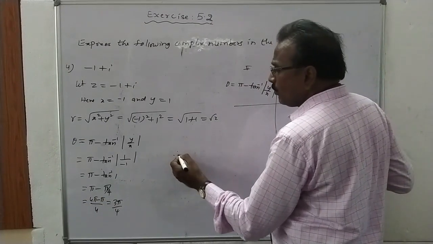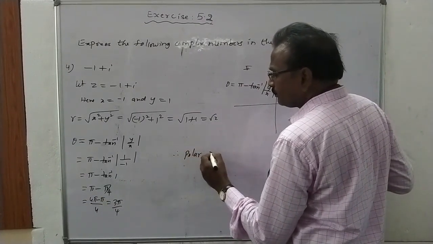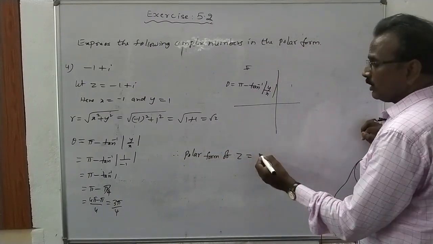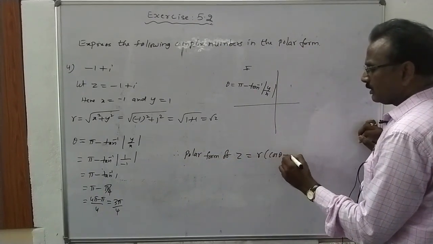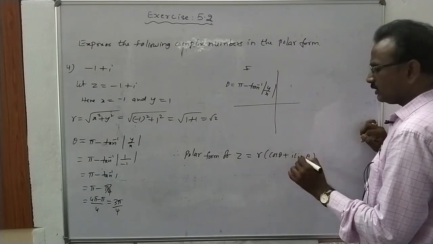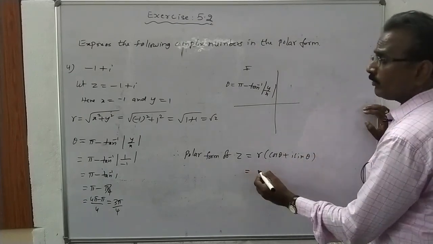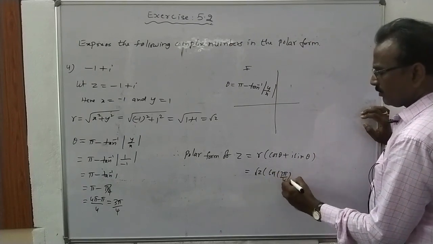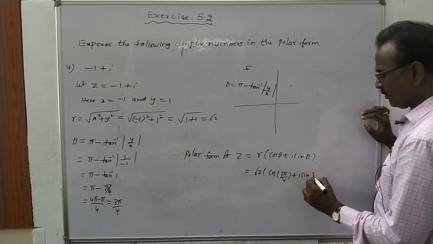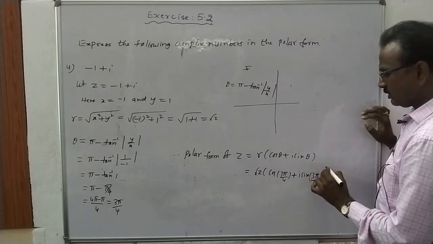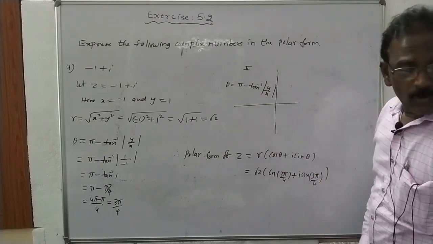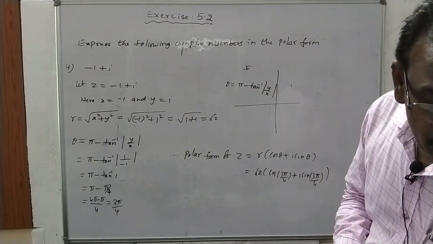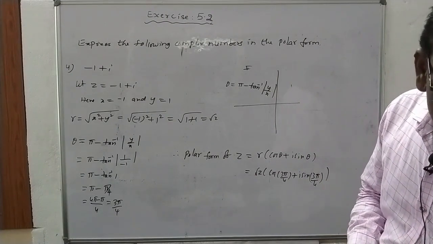So the polar form of the complex number z is equal to r into cos theta plus i sin theta. Substituting the r value and theta value, it is root 2 into cos 3 pi by 4 plus i sin 3 pi by 4. So this is the polar form of the given complex number. Next, similarly you can find the fifth problem and the seventh problem.